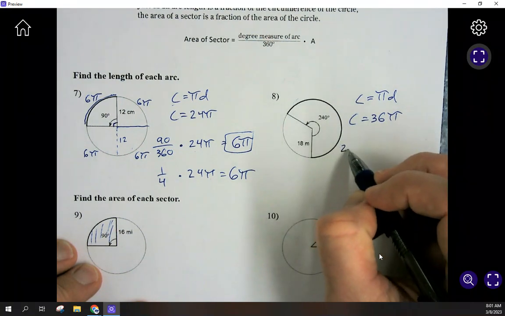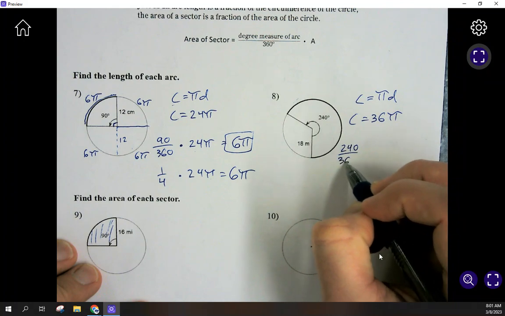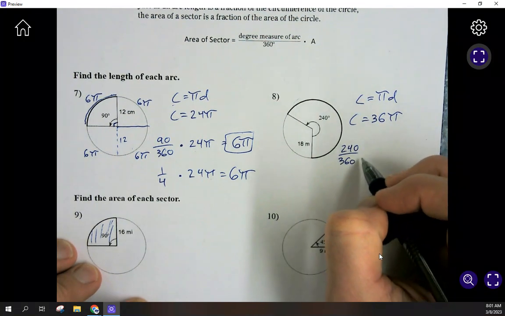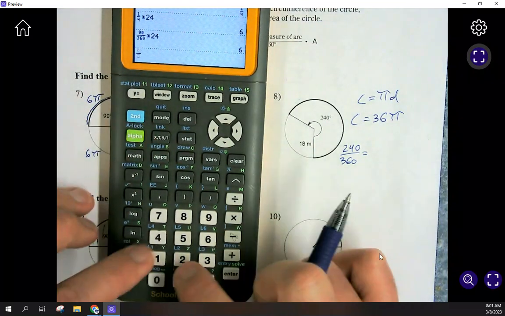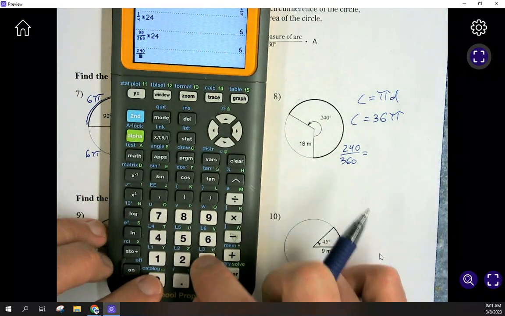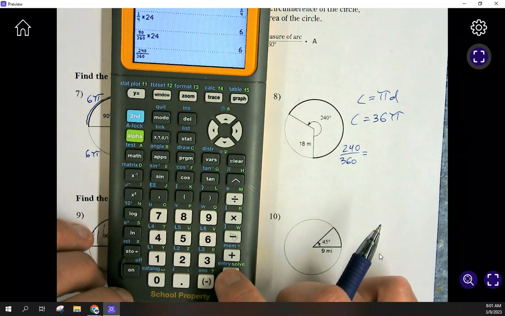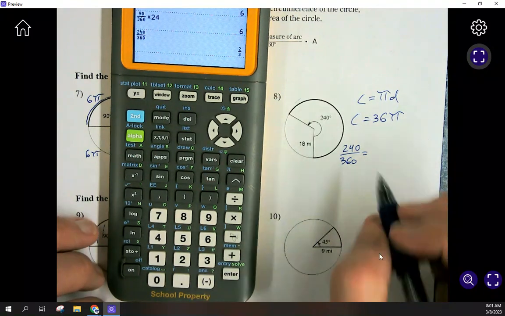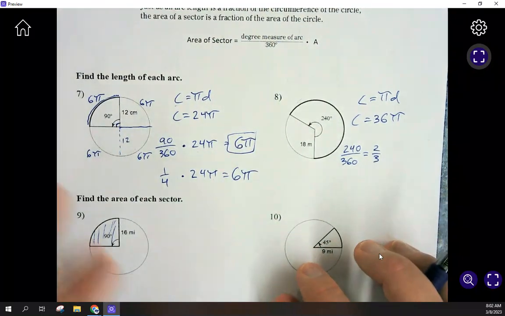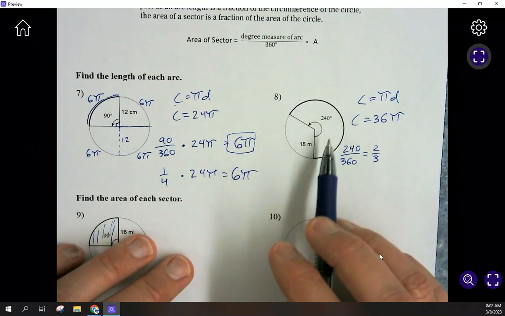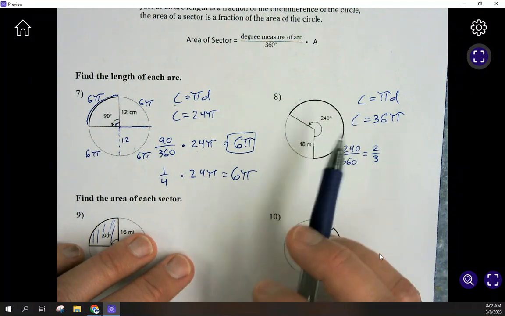All right, the fraction that we're looking at here is 240 out of 360. You, of course, could just leave it like that. But let's go ahead and see what that fraction looks like if we simplify. So 240 out of 360 is 2/3. And that makes a lot more sense. That's a lot easier to look at and visualize. So this represents 2/3 of the circle.